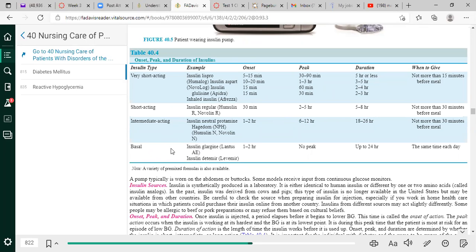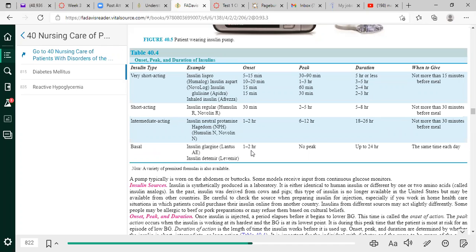And the long acting insulin is insulin glargine, which is Lantus. You will hear Lantus most, Lantus and Levemir. They are long acting insulins. That means that they work for a long period of time. With these insulins, we normally give it to a patient at night.